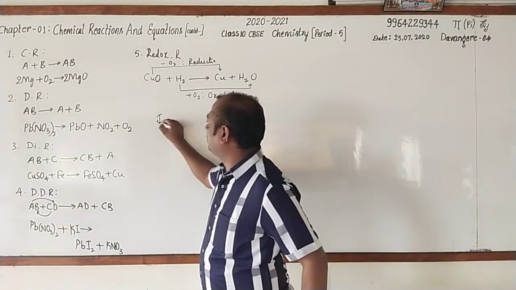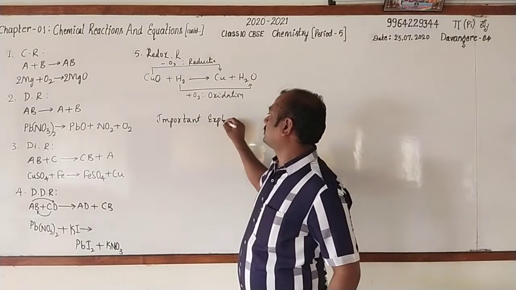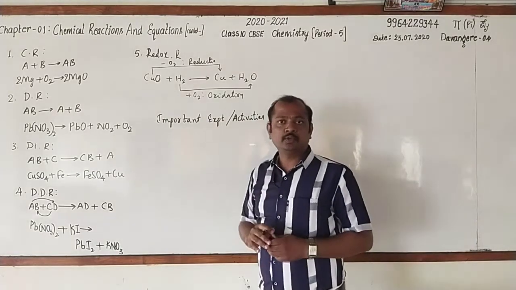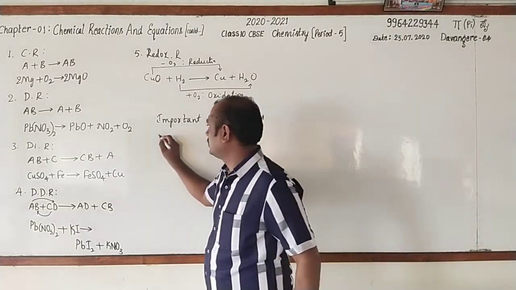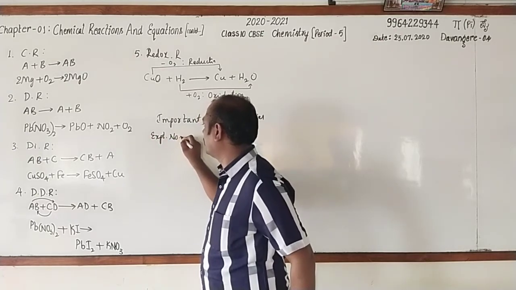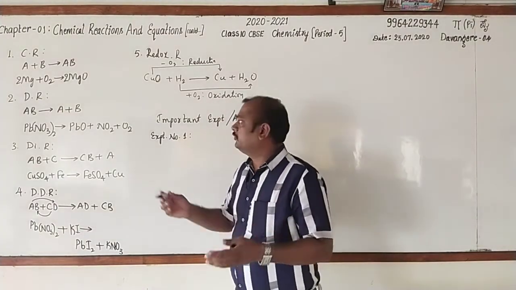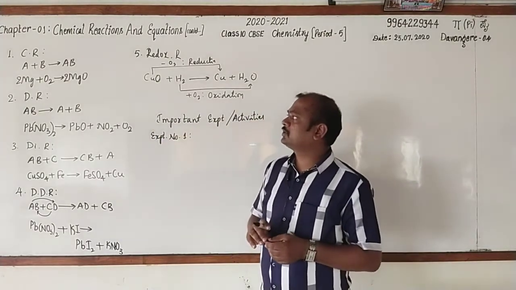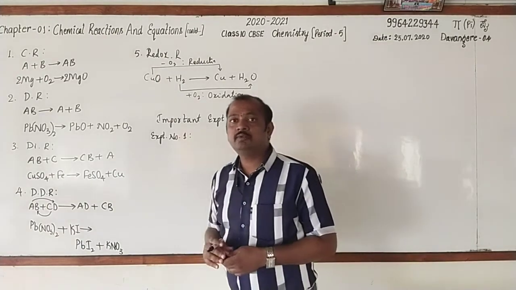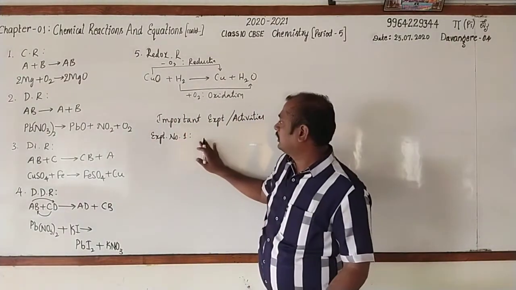Let's move on to some of the important experiments. Important experiments or activities, and these are related to different types of chemical reactions. In that, I'll take the first experiment. Experiment number 1. This is related to combination reaction. I have already given you one example for combination. When magnesium reacts with oxygen, it gives rise to magnesium oxide. Then how can we show this is a combination reaction? That we are going to write.